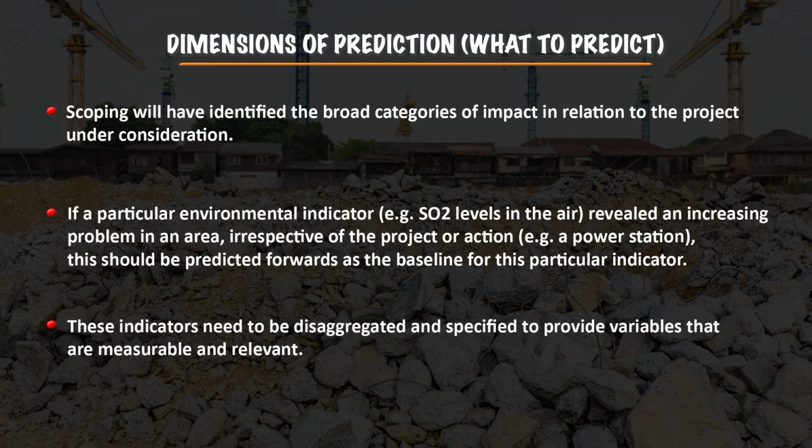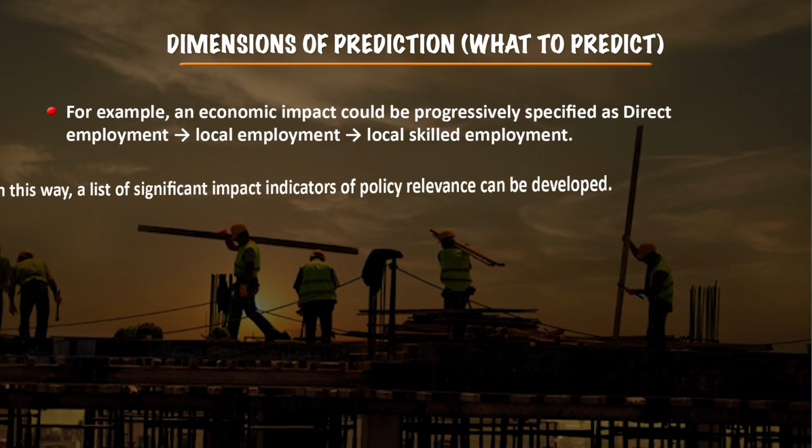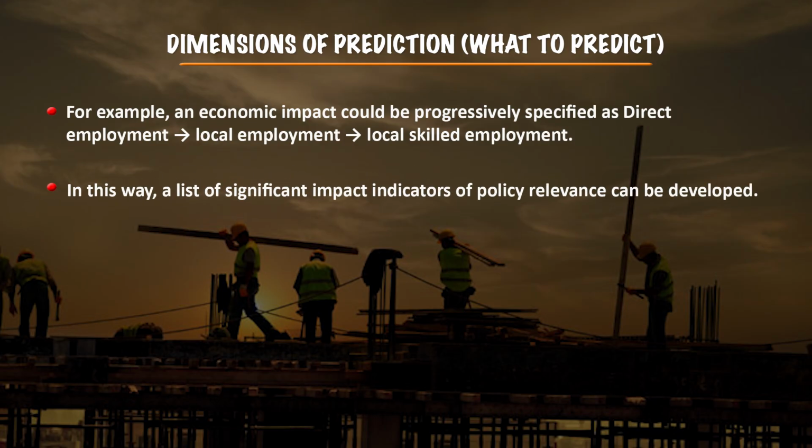These indicators are required to be disaggregated and specified to provide variables that are measurable and relevant. For example, an economic impact could be progressively specified as direct employment, that is local employment, and then local skilled employment. In this way, a list of significant impact indicators of policy relevance can be developed.